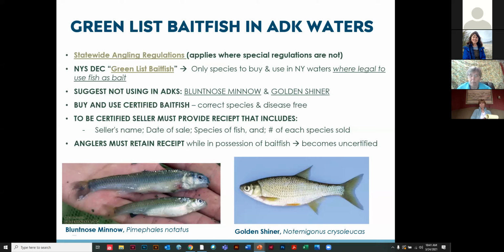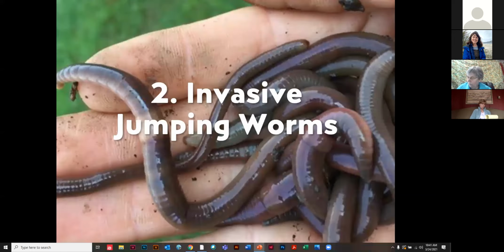Anglers, again, retain that receipt. It's really not unlike contact tracing, but for live bait, right? If you've gone to a restaurant where you write down your name and your phone number, and if you need to be contact traced, it's similar, but with bait. And other species to avoid in getting into bait.